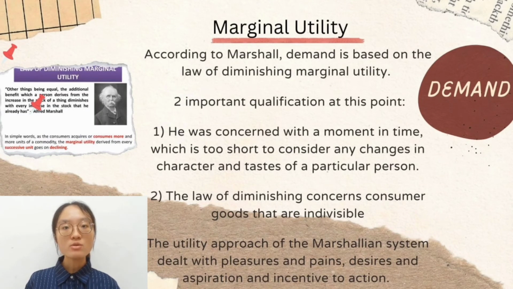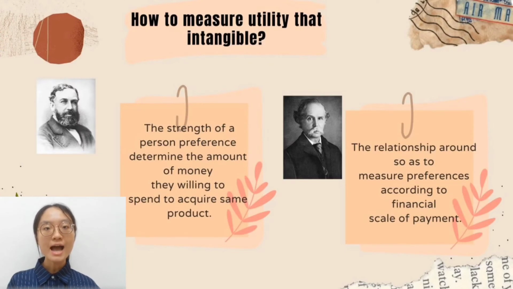He introduced two important qualifications at this point. First, he was concerned with a moment in time, which is too short to consider any changes in the character and taste of a particular person. Second, the law of diminishing marginal utility concerns consumer goods that are indivisible. A small quantity of a commodity may be insufficient to meet certain special wants, and then there will be a more than proportionate increase of pleasure when the consumer gets enough of it to enable him to attain the desired end. The next slide is: how can we measure utility of such an intangible?